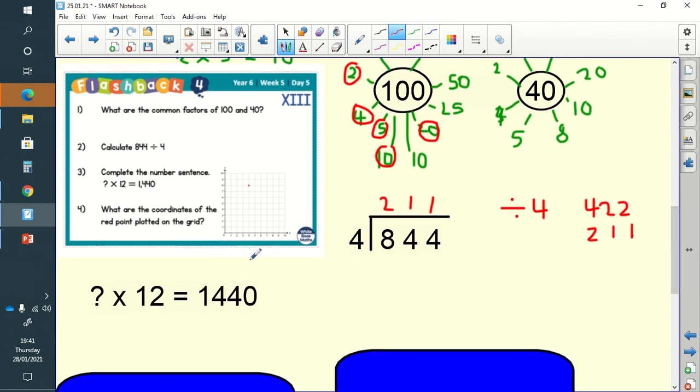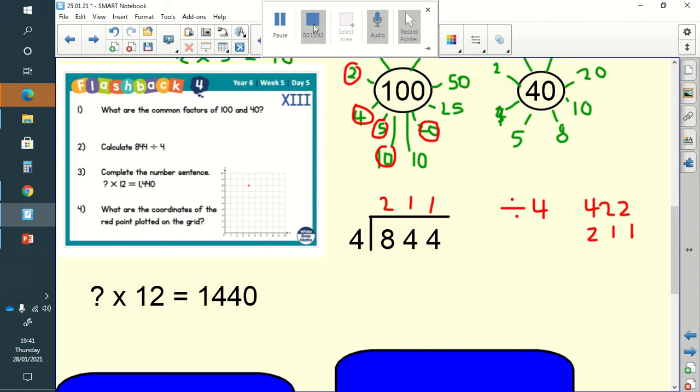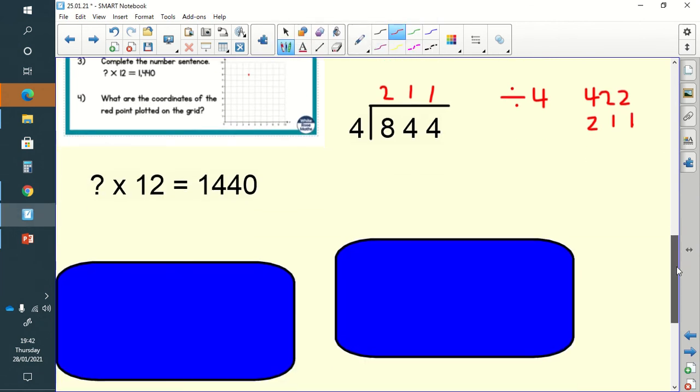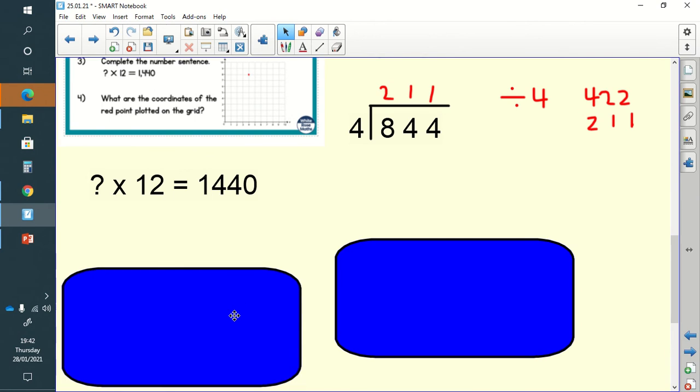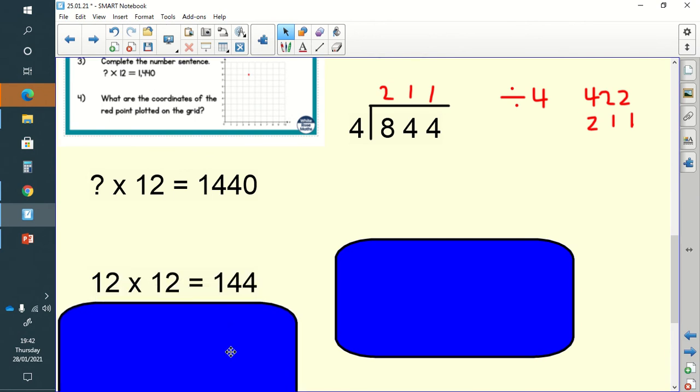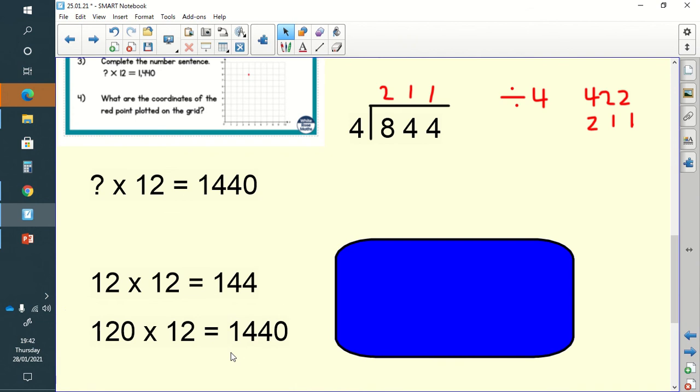Okay, number 3 then. Complete the number sentence. Something multiplied by 12 is 1,440. Now I'm going to think about what I know for this question. What have I got? Oh, here we are. 12 times 12 is 144. So that means 120 multiplied by 12 must be 1,440. So my missing number was 120. So that one is about using what you know, a little bit like we were doing this week in our maths.